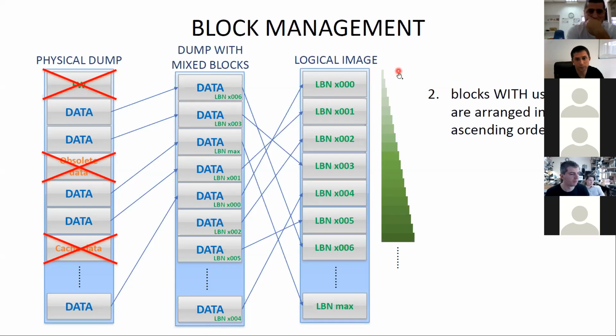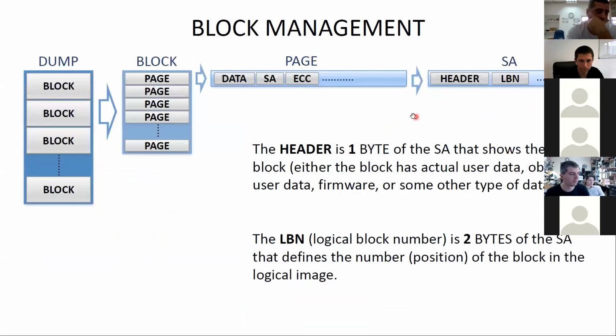And now the question is how to do this, right? So what are we going to do? To understand what we're going to do, first of all, let's talk about header and LBN. So what is the header and what is LBN? Usually it's 3 bytes in the service area. 1 byte belongs to the header, and 2 bytes belong to the logical block number. And the header, that 1 byte, shows the type of block. I mean, each block has that header. And the header describes the type of the block where this header is located. So the header may mean that this is a data block, this is a firmware block, and so on. And the logical block number defines the position of the block in the logical image.